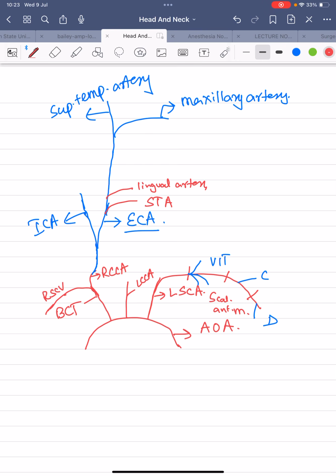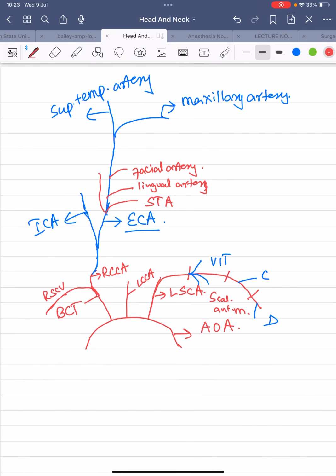Third branch is your which one? Facial artery. Okay. Here you have one medial branch, that is your ascending pharyngeal artery. Then you have here two posterior branches. What are the posterior branches? Occipital artery.